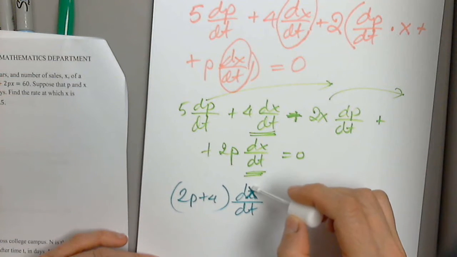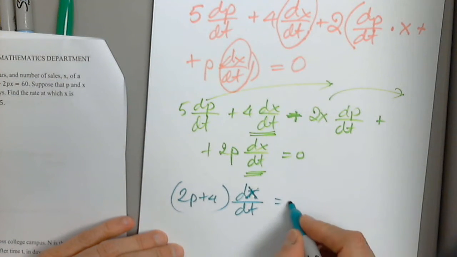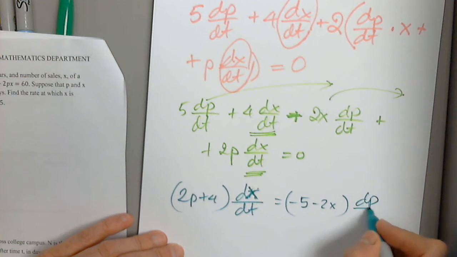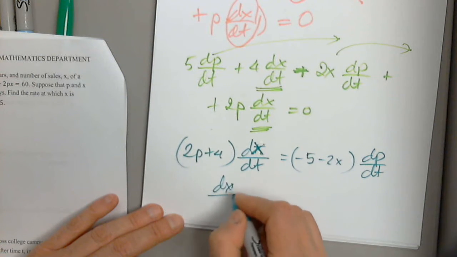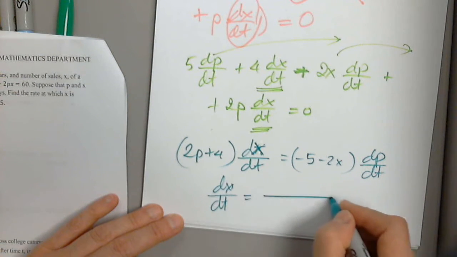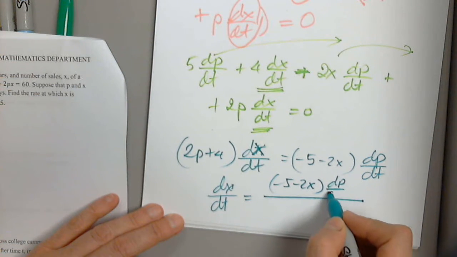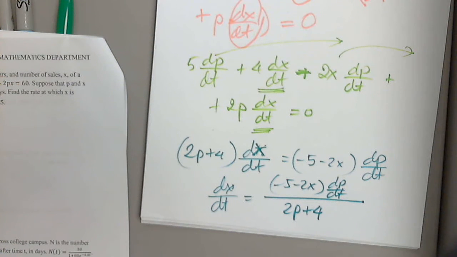Is it negative 5 minus? Yes. So I'll say negative 5 minus 2x dp over dt. Final form: dx over dt equals negative 5 minus 2x dp over dt, over 2p plus 4.